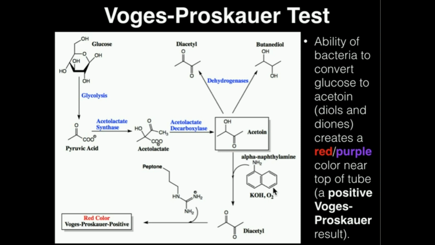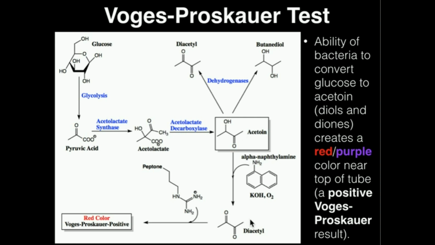Okay, so how do we do that? Well, it turns out that acetoin, if we throw in alpha-naphthylamine, which we've seen before, and potassium hydroxide with oxygen gas, it turns out that acetoin can be converted without the need for an enzyme into this dione called diacetyl.